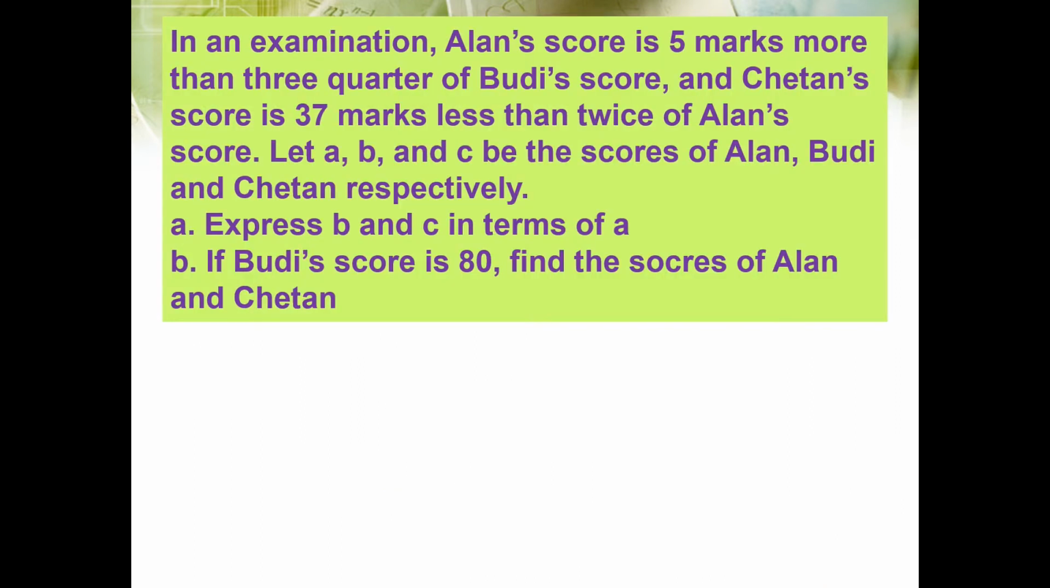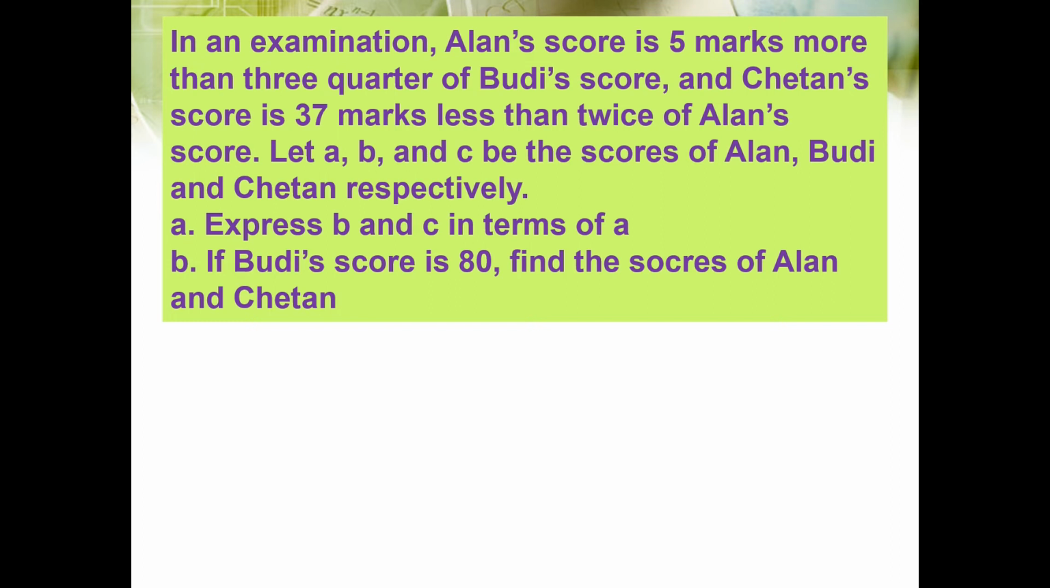Okay, now let's see the word problem questions about algebra. This is only the introduction actually. Okay, in an examination, Alan's score is 5 marks more than 3/4 of Budi's score. And Chetan's score is 37 marks less than twice of Alan's score. Let A, B, and C be the scores of Alan, Budi, and Chetan respectively. What does respectively mean? It means in order. So Alan will be A, Budi B, Chetan C. Express B and C in terms of A.